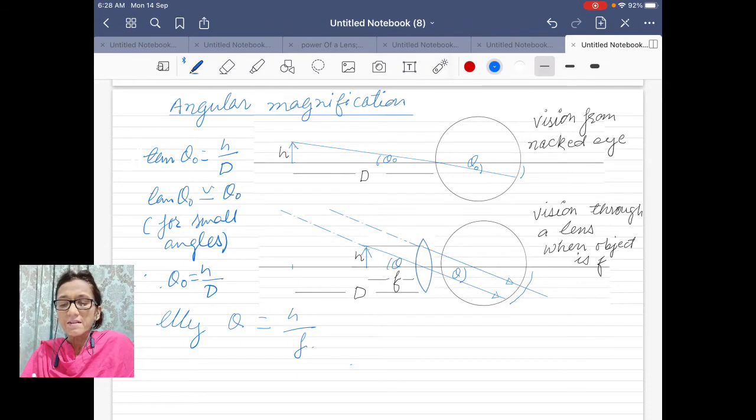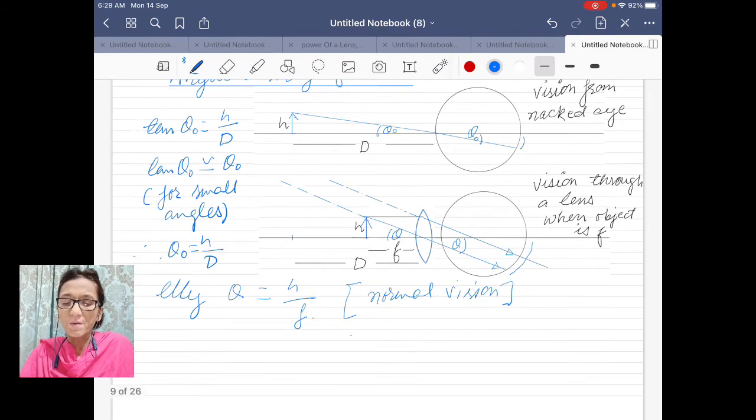And this is the case of normal vision, because the final image is forming at infinity. And this is a real image because the rays will be meeting at infinity. This is a case of normal vision. We could not obtain magnification for normal vision with linear magnification, so we are doing this with angular magnification.